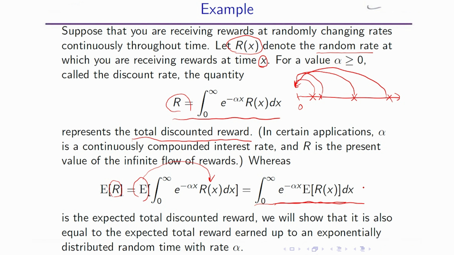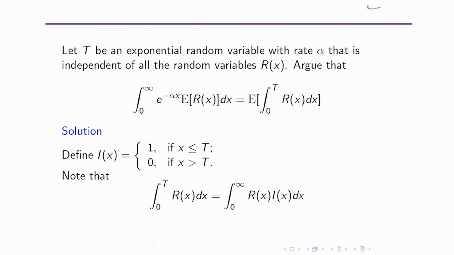Now we want to show that this total discounted reward is equal to the expectation of the integral of R(x) dx, where x is from 0 to T. Here T represents an exponential random variable with rate alpha. Now we see why this can happen.